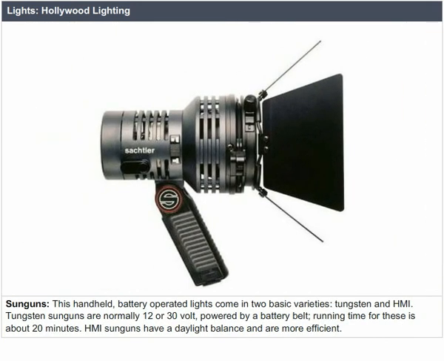Sun guns. These handheld, battery-operated lights come in two basic varieties, tungsten and HMI. Tungsten sun guns are normally 12 or 13 volt, powered by a battery belt. Running time for these is about 20 minutes. HMI sun guns have a daylight balance and are more efficient.